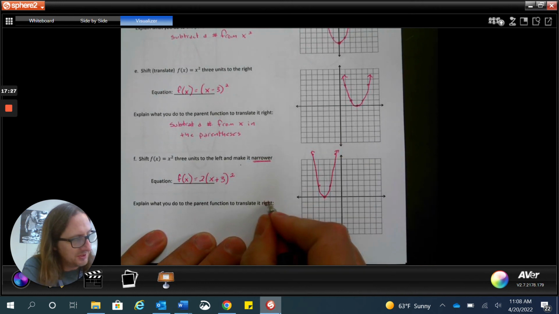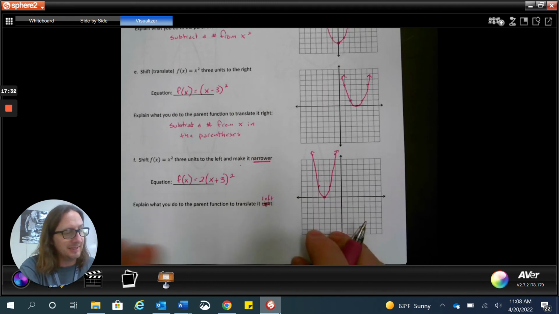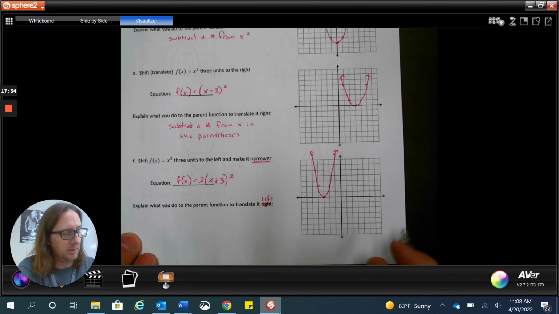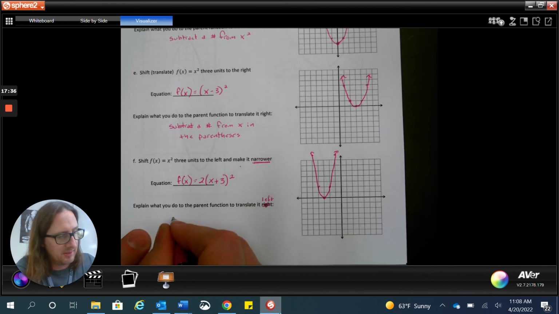Oh, I forgot to change this. This is supposed to be to the left. So to translate to the left, we add a number to x in the parentheses.